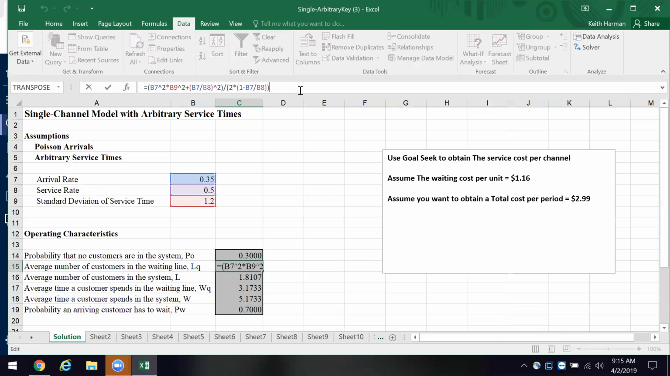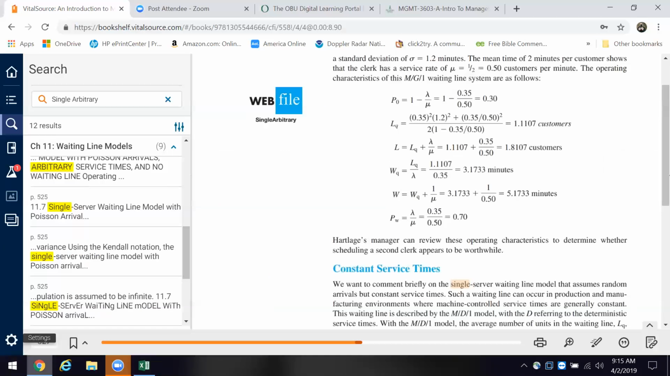And that's going to be divided by 2 times 1 minus the arrival rate divided by the service rate. So you can see we're working these ratios. I'll go back over here to the text to get the probability that we won't have any customers.